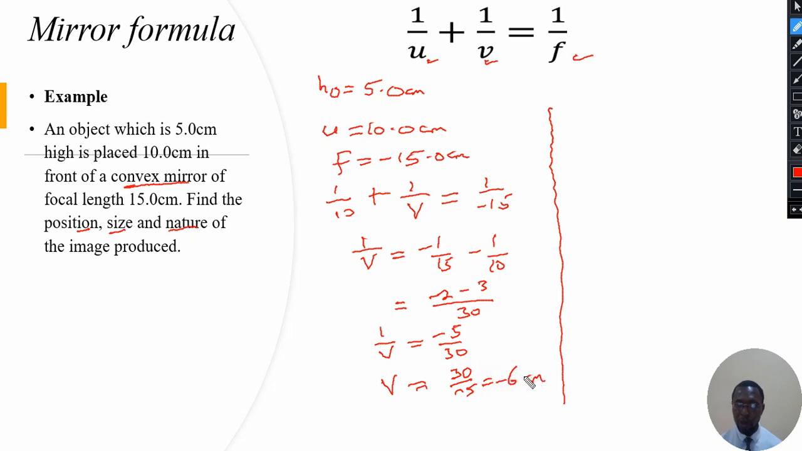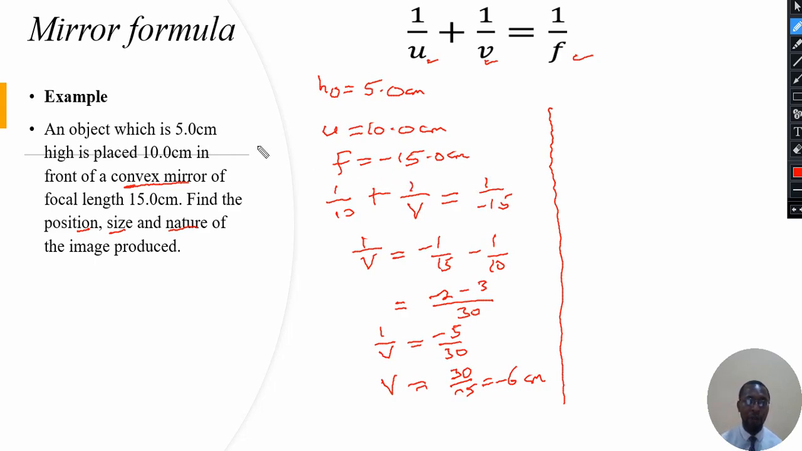centimeters. So it tells us that the image is virtual and is 6 centimeters away from the mirror. So we have determined the position of the image now. Know that it's virtual, 6 centimeters away from the mirror. Now, how about determining the size of the image? Is it big or small?